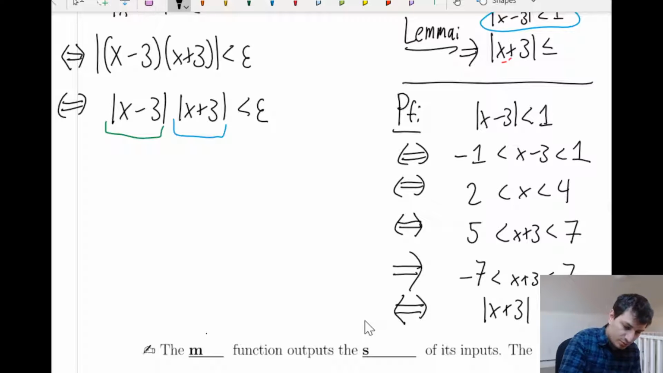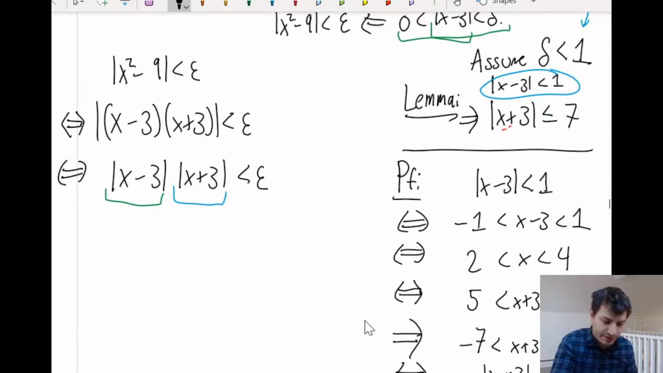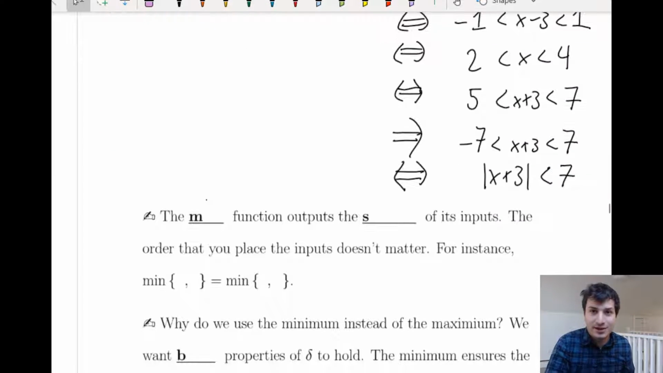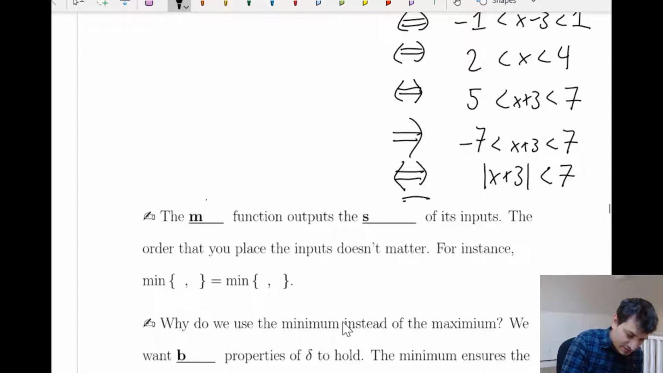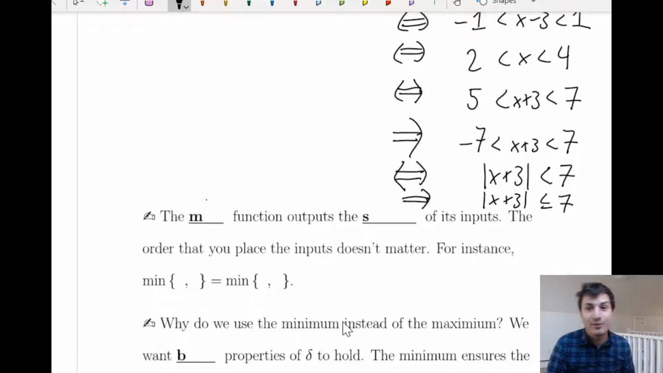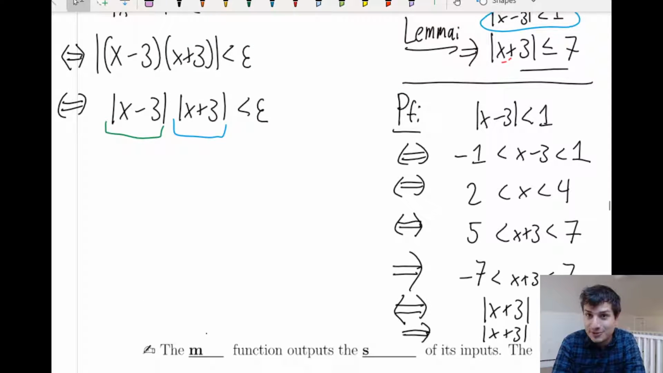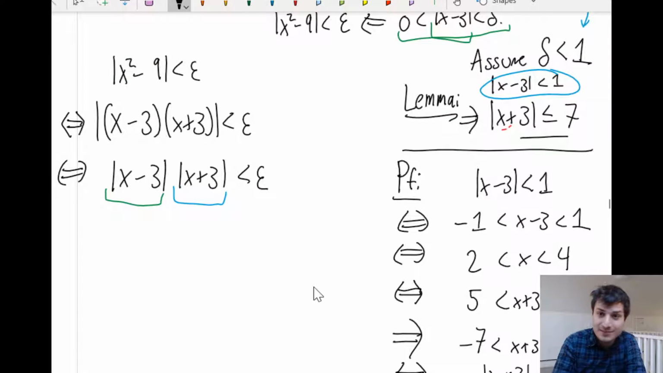Oh, one more thing. I wrote it with a less than or equal to over here. And when you do these replacements, you can always make a less than or equal to happen by adding one line. So you can say, if it's less than 7, then it is less than or equal to 7. So that's fine. We can add that in. And this was one of the homework problems about less than versus less than or equal to. That will be used a lot. So it's good to know. So that is the proof of the lemma.